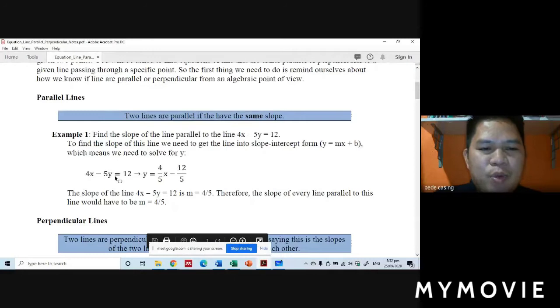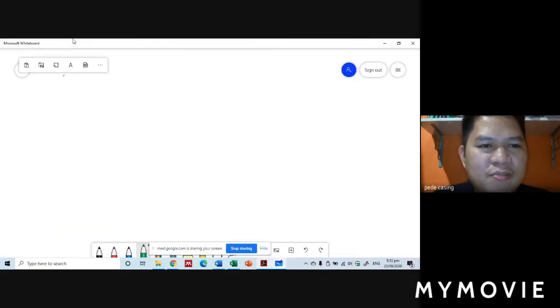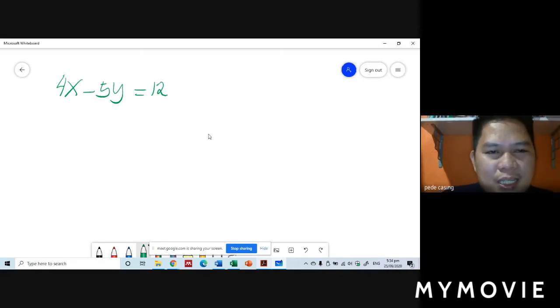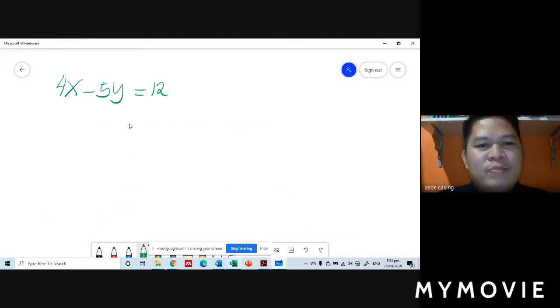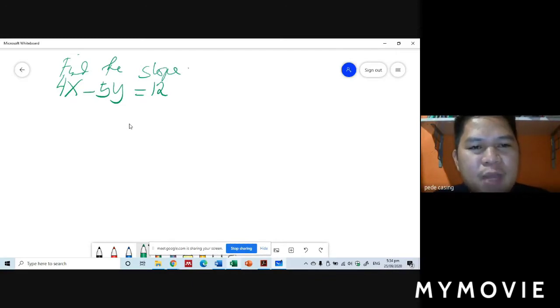Again, 4x minus 5y equals 12. Okay, 4x minus 5y equals 12. Let's check if the given equation is correct. Okay, find the slope of the line parallel to the line 4x minus 5y equals 12. Check. So here we are going to find the slope. So we have to find the slope. So to find the slope, we have here the equation 4x minus 5y equals 12.